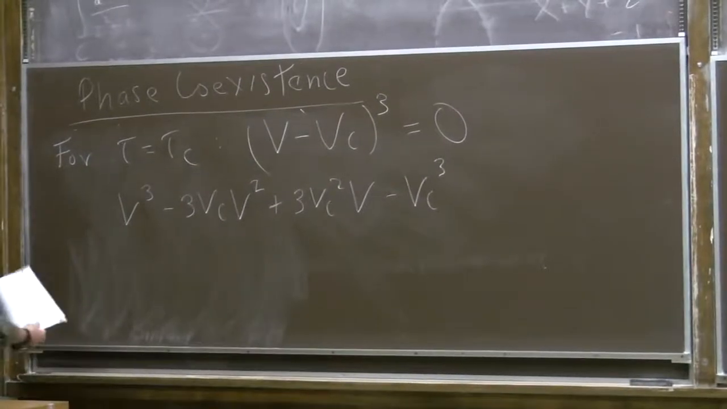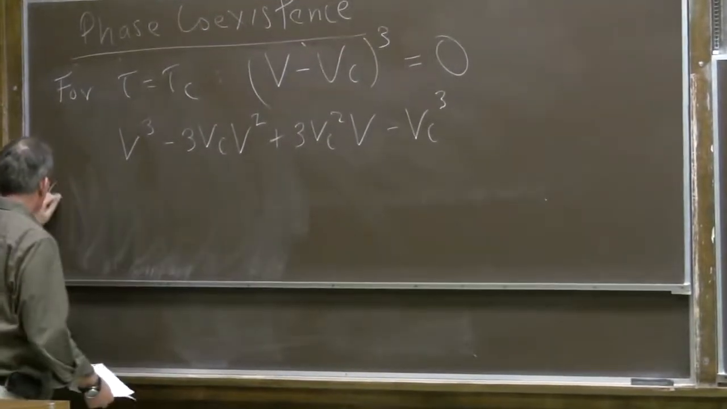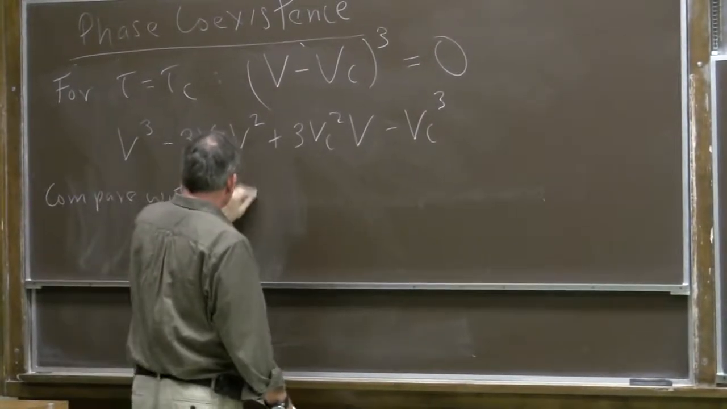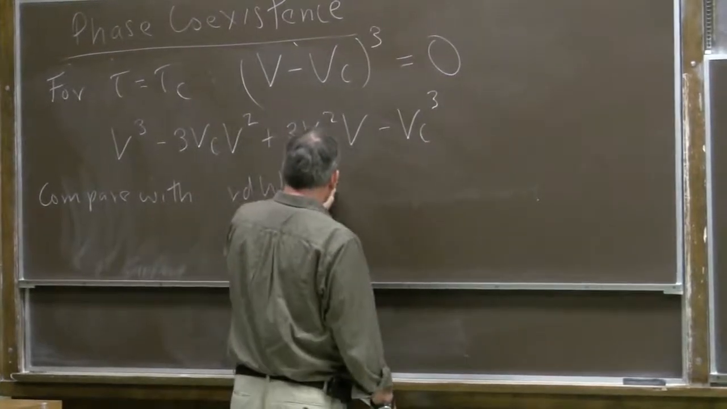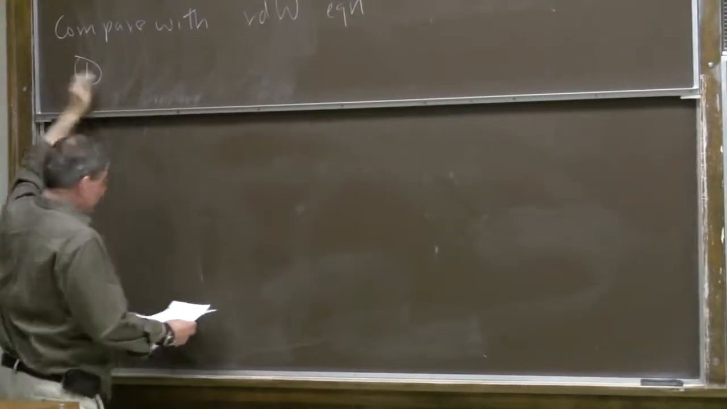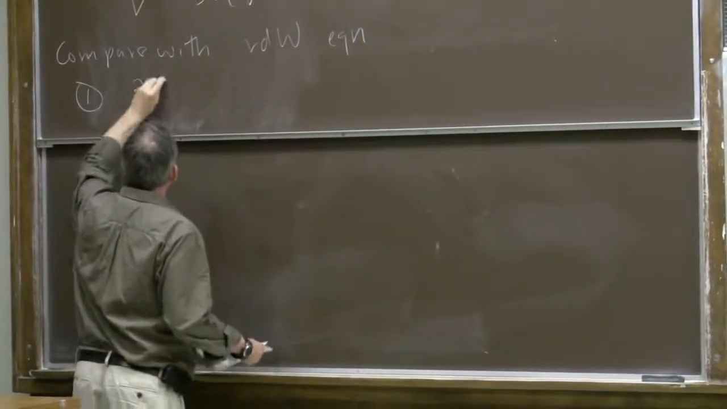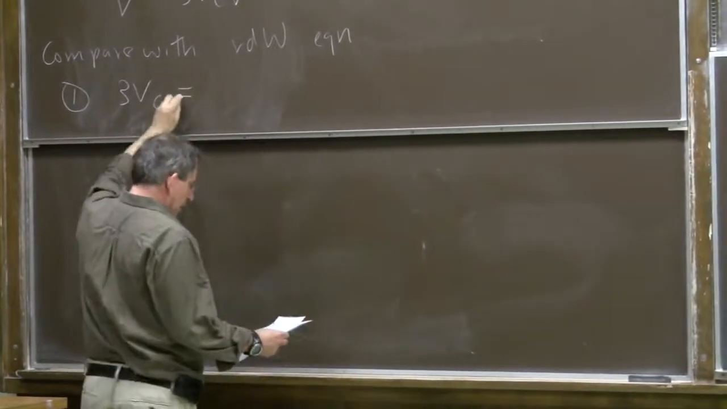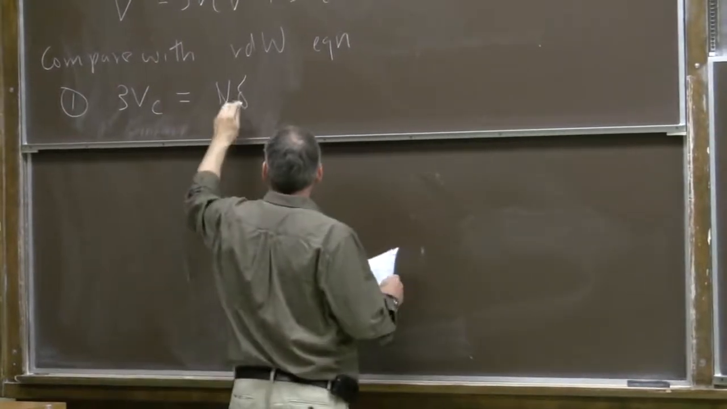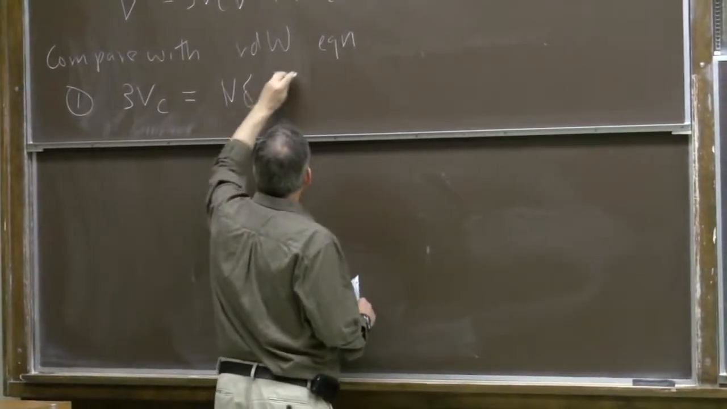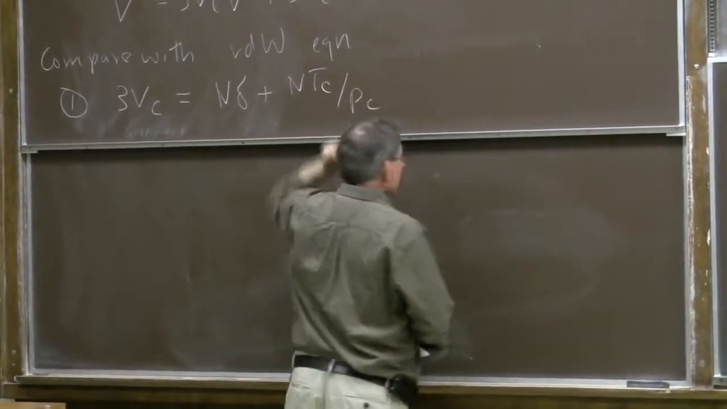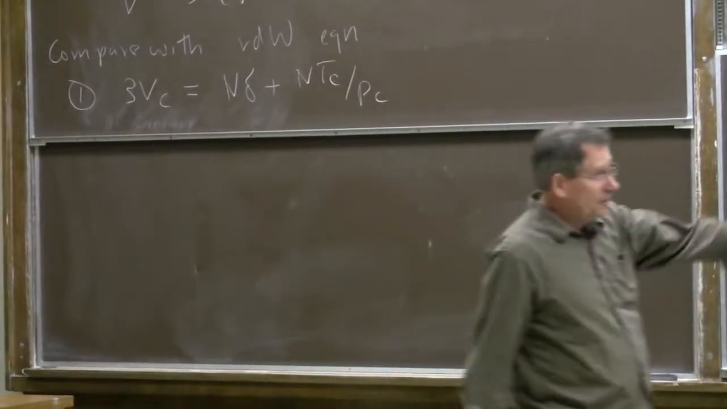So if we do that matching, compare this with van der Waals' equation, the coefficients of V squared are 3V_c here; in the equation I wrote down earlier, n times b, plus n times the temperature, which is now the temperature on the critical isotherm, divided by the pressure, which is now the critical pressure, the value of the pressure at the point of inflection.